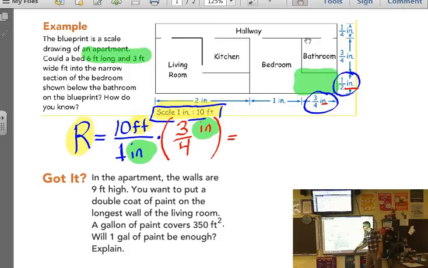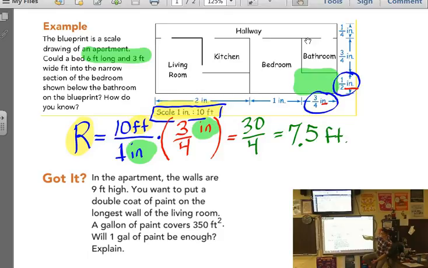So this becomes 30/4, which becomes, anyone figure it out? Go ahead. Isn't it 6? Close. 7.5 feet. So that bed does fit long ways. If it's 6 feet long, it does fit.